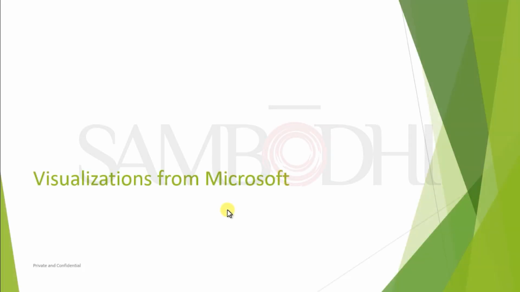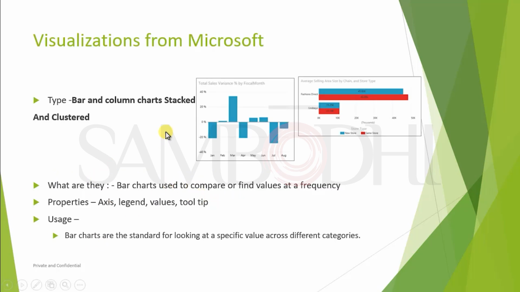Let's have a look at the first visual of the day. The first visual we are going to look at is the bar and column stacked charts. They can be stacked or clustered. When I say stacked, it's one above the other, and clustered is in groups like this.